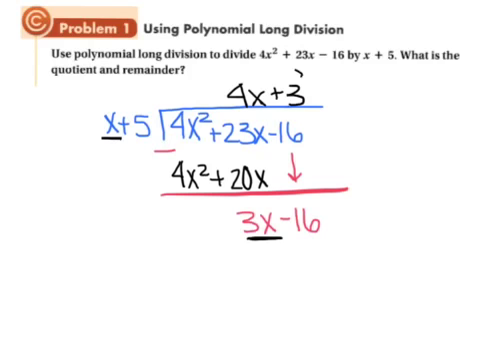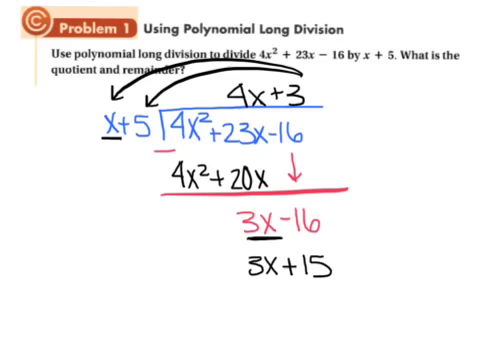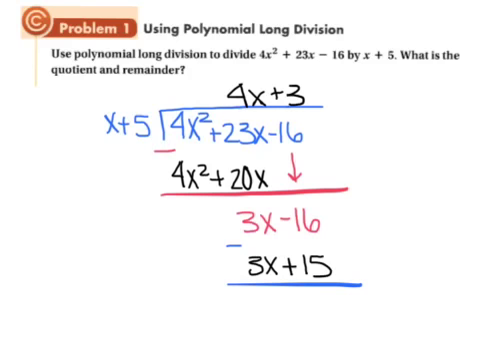Now, take that 3, multiply it by the x. Take the 3, multiply it by the 5. And now we have to subtract again. 3x minus 3x is just 0. Be careful here. Negative 16 minus 15 is what? Morgan? Yes, it's negative 31. You always subtract them? Yes, you always subtract them. Yep, just like with long division. Even if the sign's positive, you still subtract.